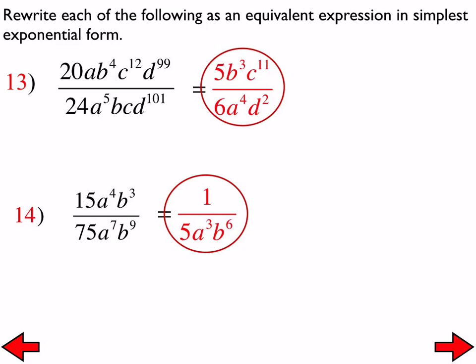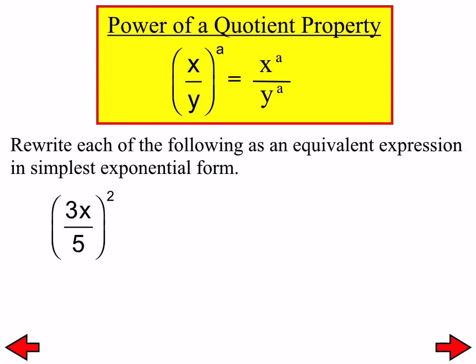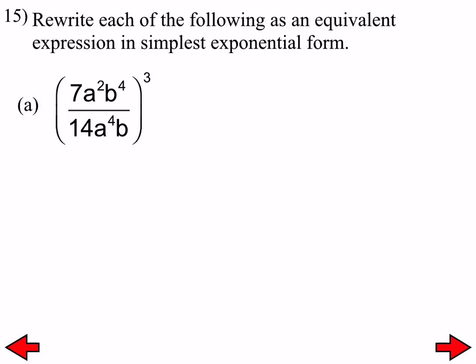All right, so now we're going to take what we just learned with something that we talked about yesterday. So yesterday we talked about this idea of a power of a quotient property, where we take something like this and we think of it as 3x quantity of that squared over 5 squared, and then simplify numerator and denominator, and we simplify like that. We end up with 9x squared over 25. But what if you have something like this?